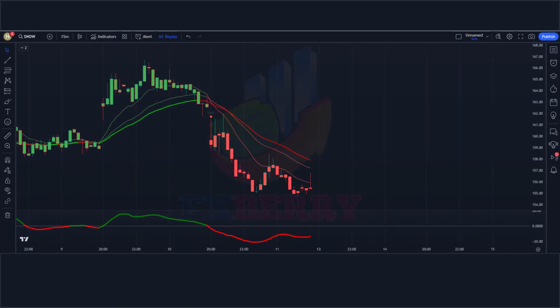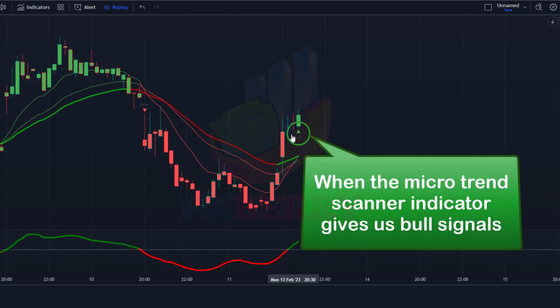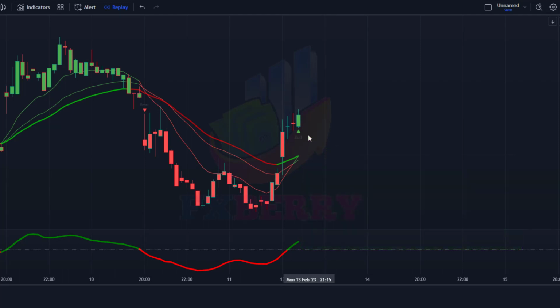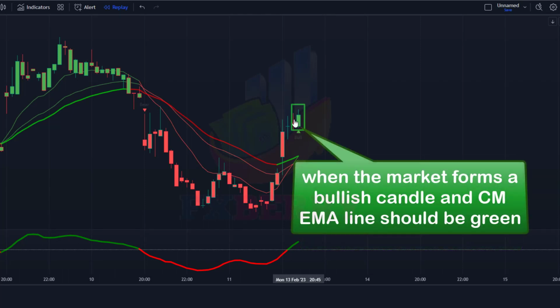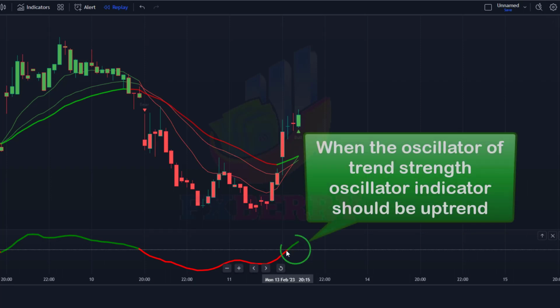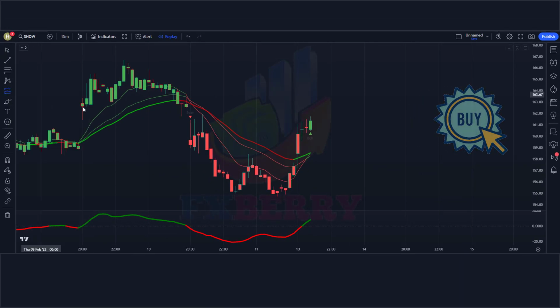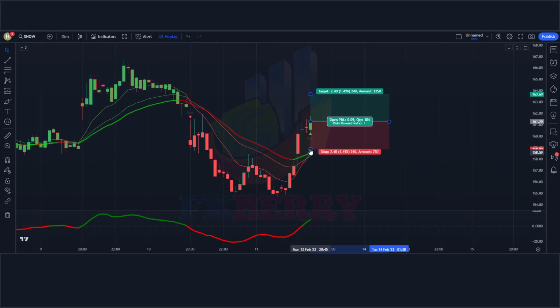Now, let's understand the concept where we will take buy and sell trades based on their conditions. When the micro trend scanner indicator gives us bull signals, when the market forms a bullish candle and CMEMA line should be green, when the oscillator of trend strength oscillator indicator should be uptrend, if this condition is fulfilled, then we will place buy order. Our stop loss will be placed at the lower line of all EMA lines. And the risk to reward ratio will be 1:2.